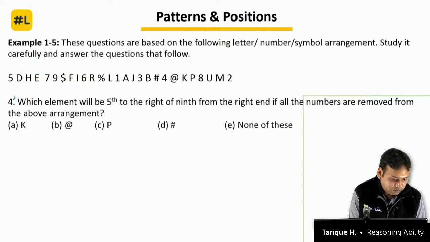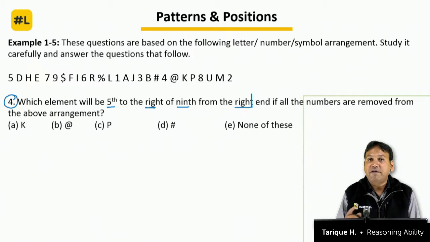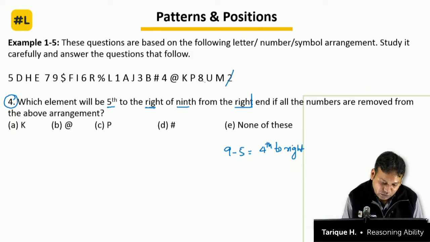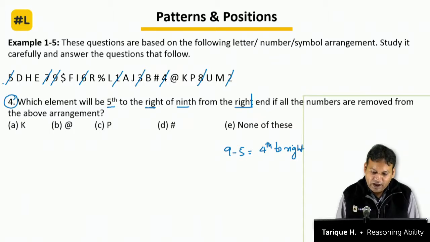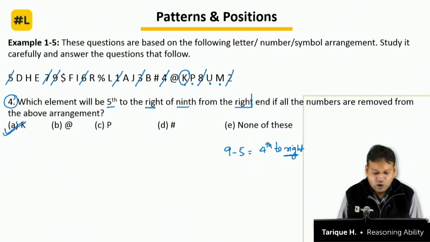Now let's look at question number 4. Which element will be fifth to the right of the ninth from right. So we have right to right, 9 minus 5, that is equal to fourth to right. So we are looking at fourth to right. If all the numbers are removed from the above arrangement, let us remove the numbers here, 2, 8, 4, 3, 1, 6, 9, 7 and 5, and we count from the right. So fourth to the right, 1, 2, 3, 4, the answer will be K. That's answer option A.